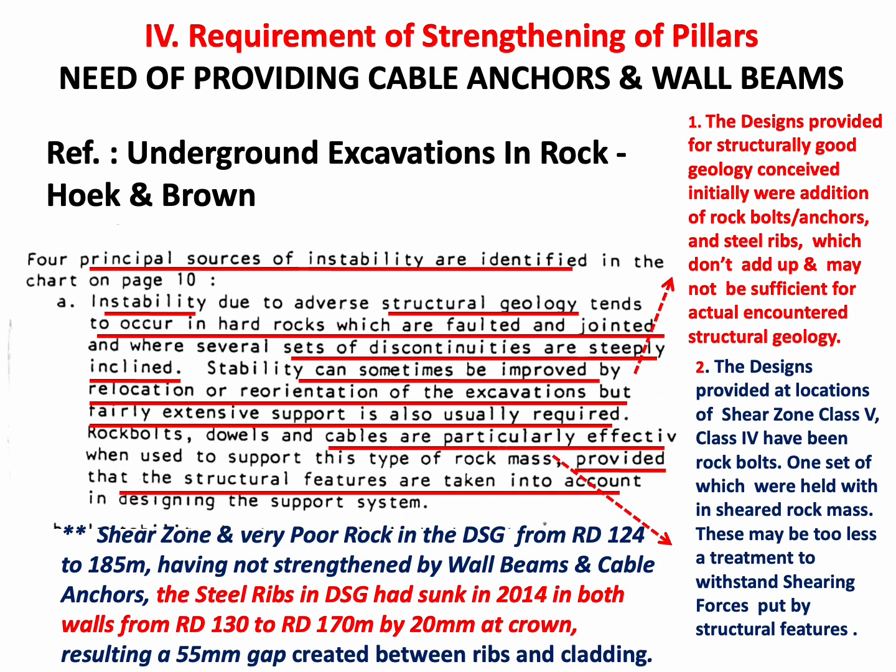Shear zone and very poor rock in downstream surge gallery from RD 124 to 185 meter, having not strengthened by wall beam and cable anchors as was requested by the project authorities. The steel ribs in downstream surge gallery had sunk in 2014 in both walls from RD 130 meter to RD 170 meter by 20 mm at crown, resulting in 55 mm gap created between the ribs and the cladding. So initially itself it was showing that the steel ribs had sunk in 2014 in both walls of the downstream surge gallery at RD 130 to 170 meter.